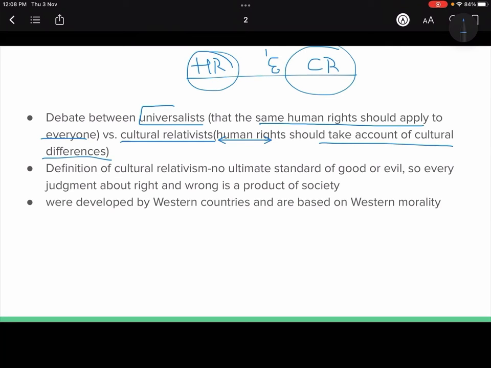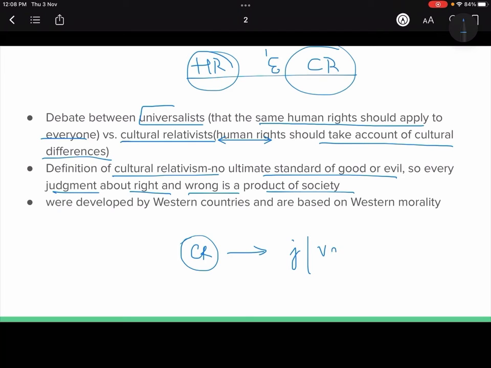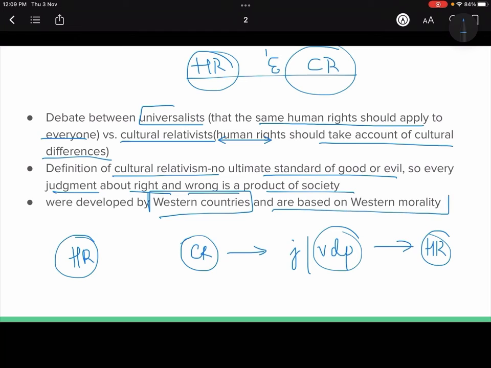We have started it. Now, you can give that there is no ultimate. Cultural relativists believe that there is no ultimate standard of good or bad. Okay? Every judgment about right or wrong is a product of society. So how are you going to take that judgment, that value driven perspective of yours out while forming the human rights, right? And also they believe that whatever human rights we have, they were developed by the Western countries and were based on the Western morality.